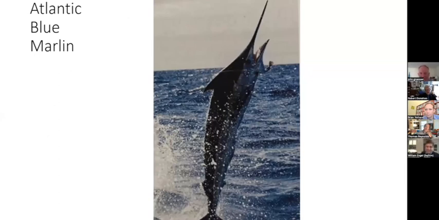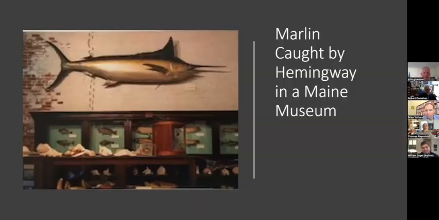Here's a picture of an Atlantic blue marlin. Here is actually a marlin that was caught by Ernest Hemingway, who actually knew quite a lot about not only marlins but other fish. And this is in the Bates Museum in Maine.